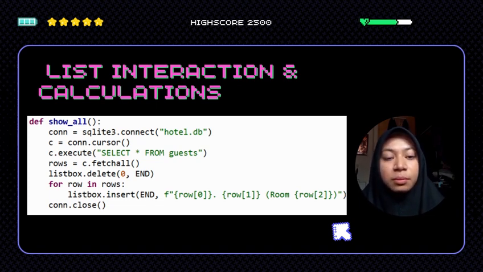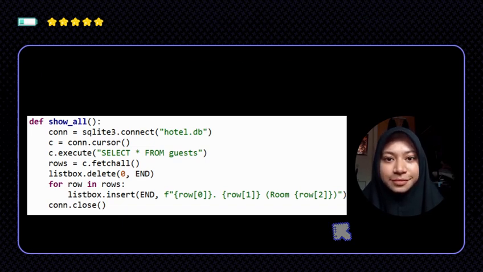Next, to update the list box, before inserting new data, we clear the list box using listbox.delete(0, END), to ensure no outdated entries remain. For example, 101. John Doe (room 205). Next, to close the database connection, the connection is closed using con.close().